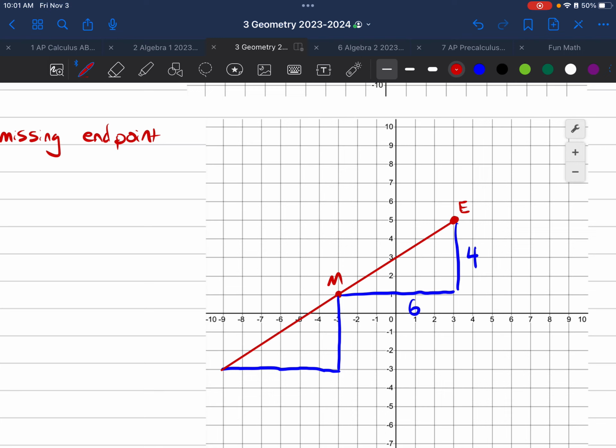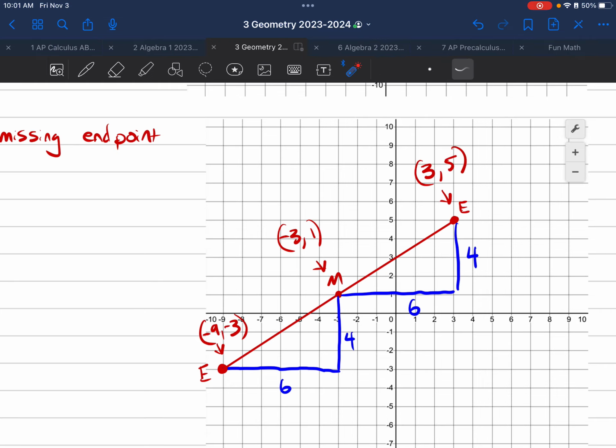And I have 2 copies of the same triangle, 4 and 6, which means my final answer right here is my endpoint, and that endpoint has coordinates of -9, -3. And the midpoint here was the coordinates -3, 1. And this endpoint that we were given has coordinates of 3, 5.